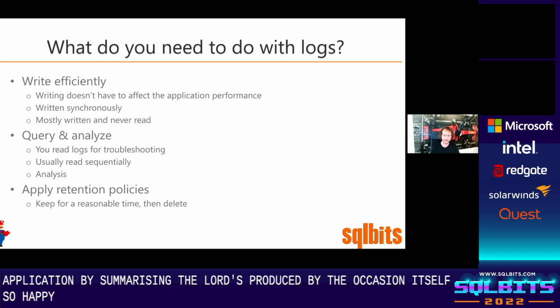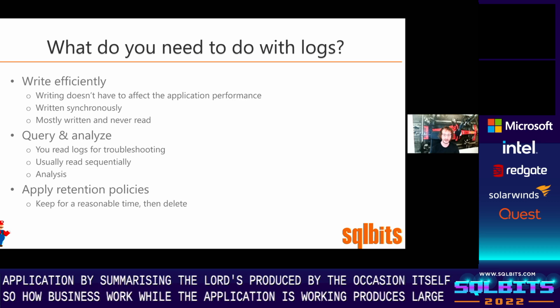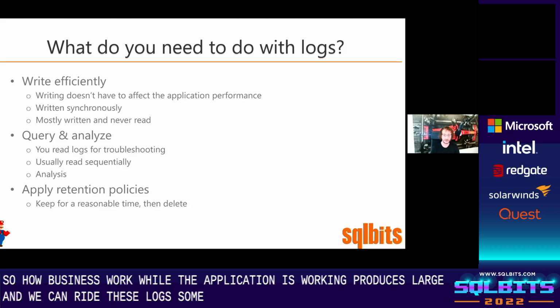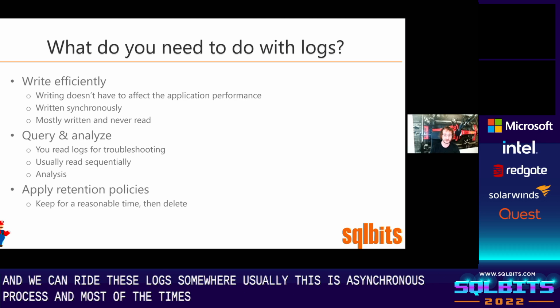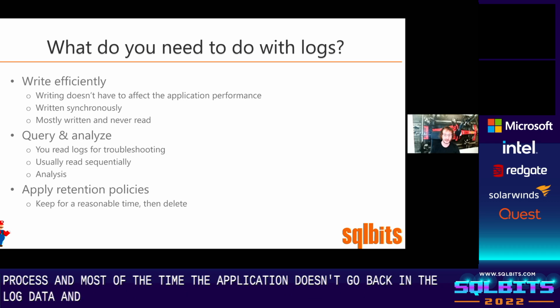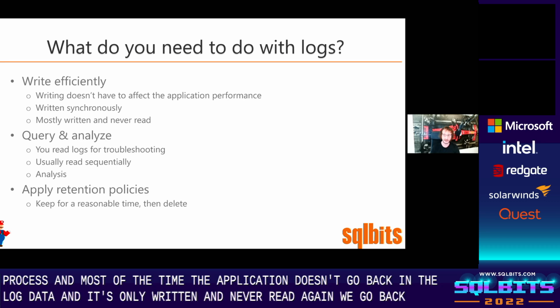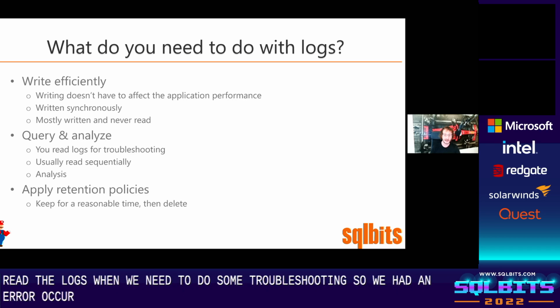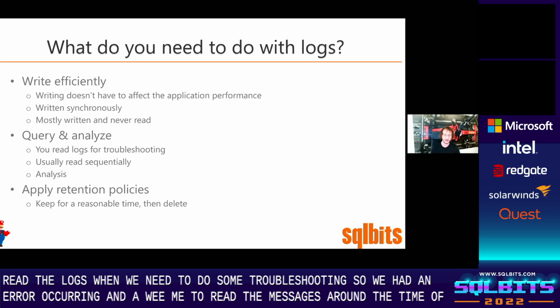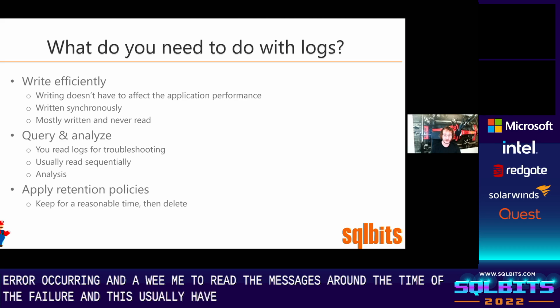So how does this work? While the application is working, it produces these logs, and we can write these logs somewhere. Usually this is a synchronous process, and most of the time, the application doesn't go back and read the log data. It's only written and never read again. We go back and read the logs when we need to do some troubleshooting. So we had an error occurring, and we need to read the messages around the time of the failure. And this usually happens with a sequential read.